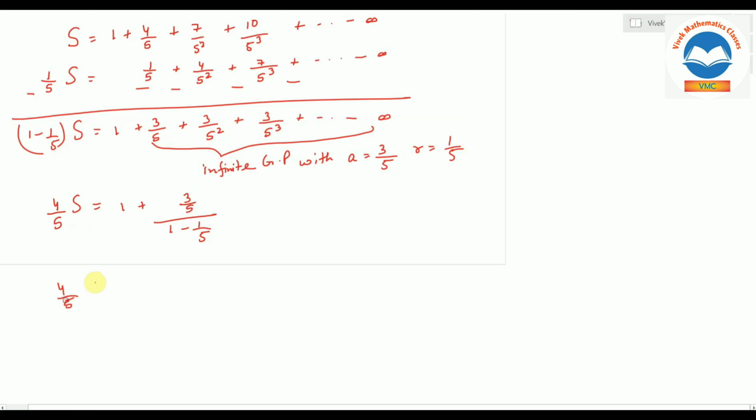So what we are getting? 4 by 5 into S will be equal to 1 plus 3 by 5 into, here 1 minus 1 by 5 will be 4 by 5. So this 5 cancels out. You will get here 4 by 5 into S will be equal to 1 plus 3 by 4. So if you take LCM here, 4 plus 3 is 7 by 4. 7 by 4 will be equal to 4 by 5 S. So what will be our S value? S will be equal to 7 into 5, 35 divided by 16.